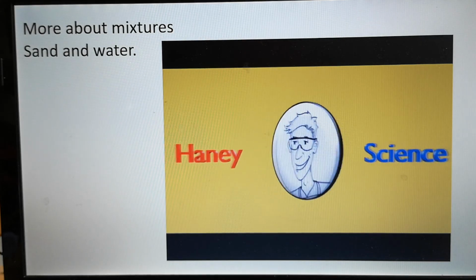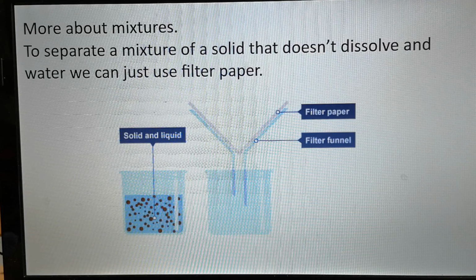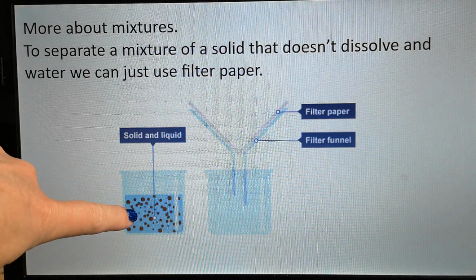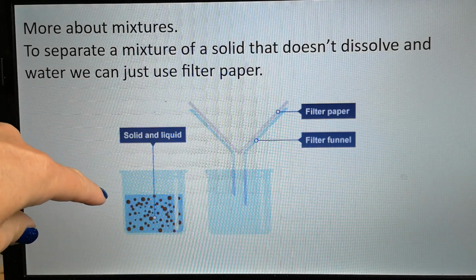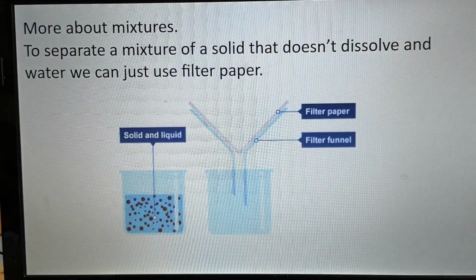Okay, so he used the words soluble and dissolve. If a solid is soluble, it means it will dissolve. And you can tell if something is going to dissolve by putting it in water and stirring it. If you were to put sand in water and stir it, you could stir it all day long and you would still see the grains of sand in the water, because it's insoluble, it can't dissolve. So anything that's insoluble, we can separate from a liquid just using filter paper and a filter funnel.